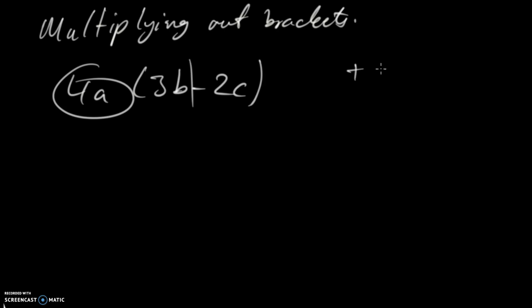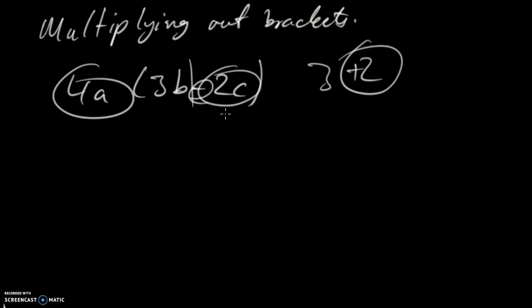By the way, if you didn't know, fun fact, let's say we have 3 plus 2. The plus goes to the right number, which is plus 2. So in this case, the negative goes to the right number, which is 2c. So this would be minus 2c.